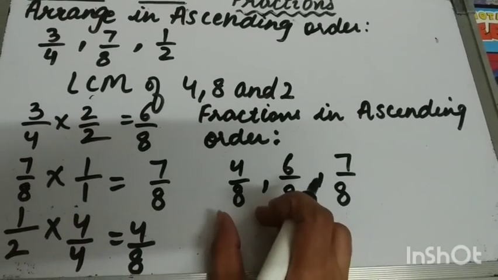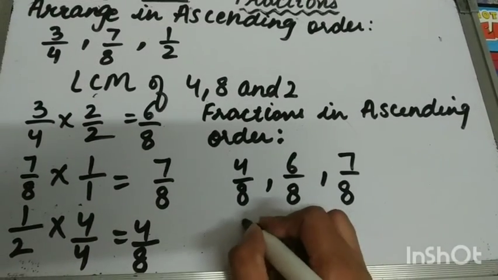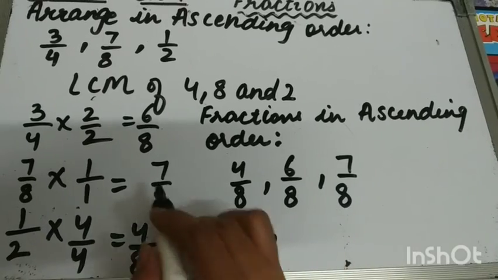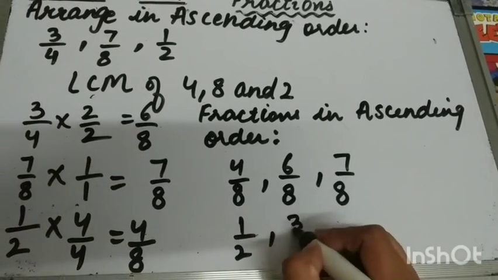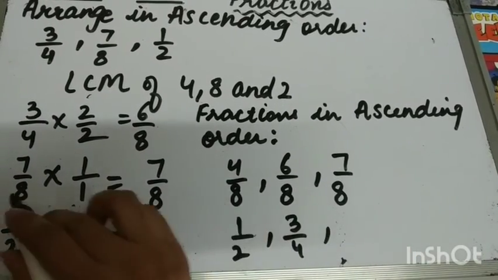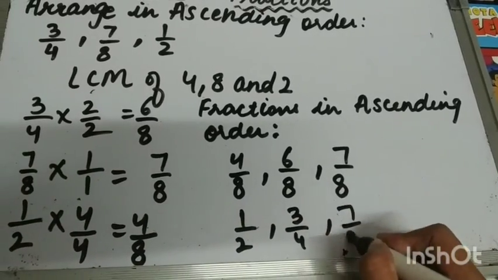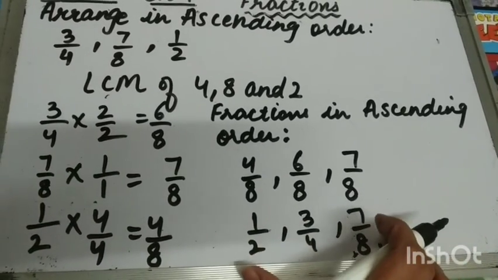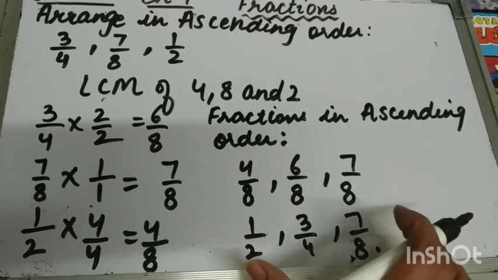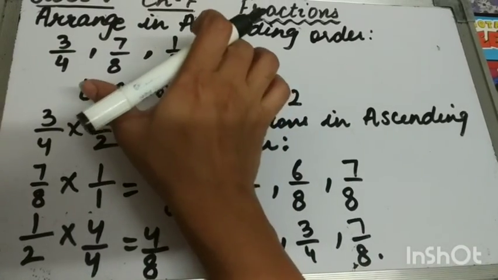Where did 4 upon 8 come from? From 1 upon 2. Okay, 6 upon 8 from 3 by 4 and 7 upon 8 from 7 upon 8. Fine. So this is the arrangement in ascending order if the denominators are different.